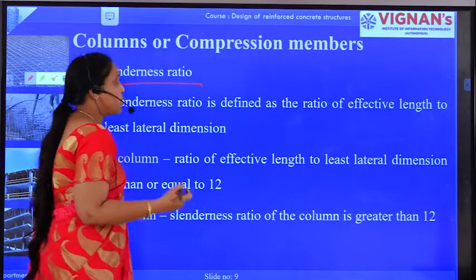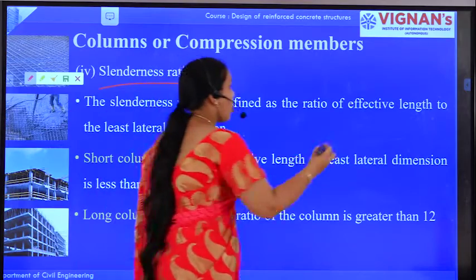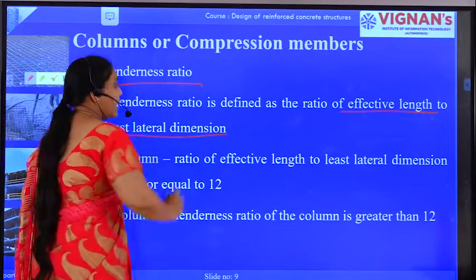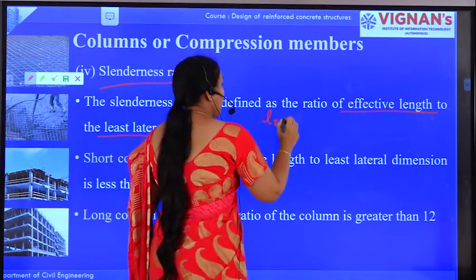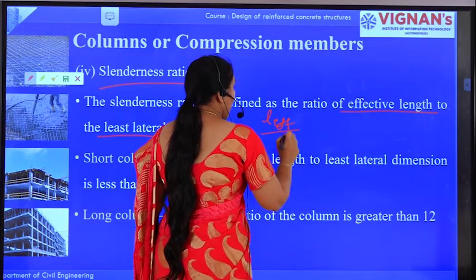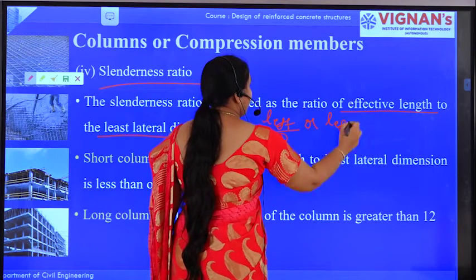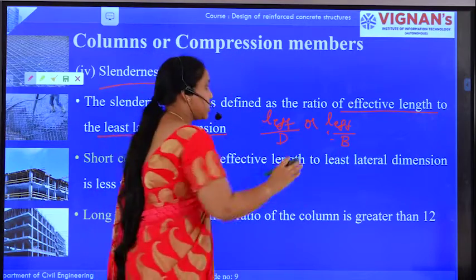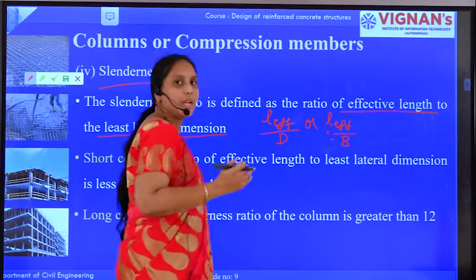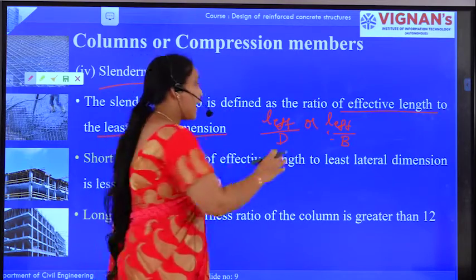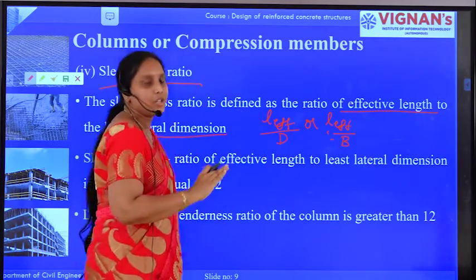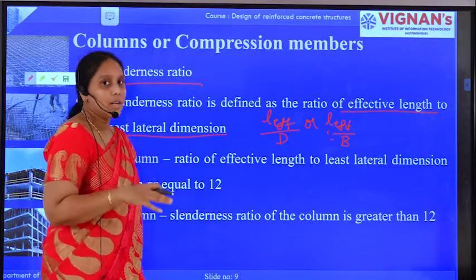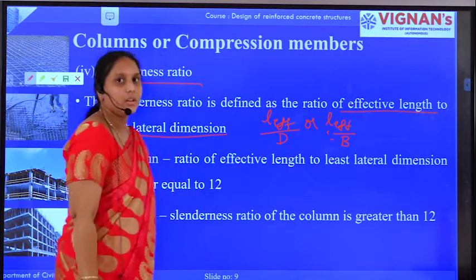Slenderness ratio is the ratio of effective length to the least lateral dimension, that is, L effective by D or L effective by B. If it is a square column, you will have only one dimension, and if it is a rectangular column, we will have both B and D. If it is a circular column, we have only one diameter. So slenderness ratio is the effective length divided by the lateral dimension, either B or D.